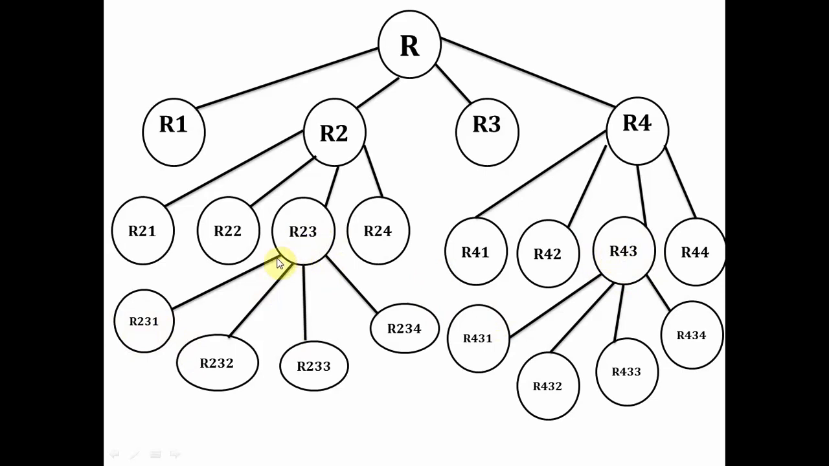Again, you proceeded with splitting into four parts. So you have R231, R232, R233, R234. Similarly for R43, R431, R432, R433, and R434. That is image region splitting in image processing.